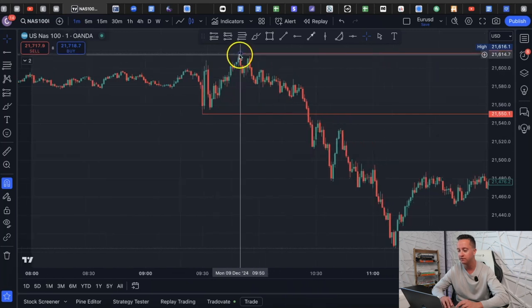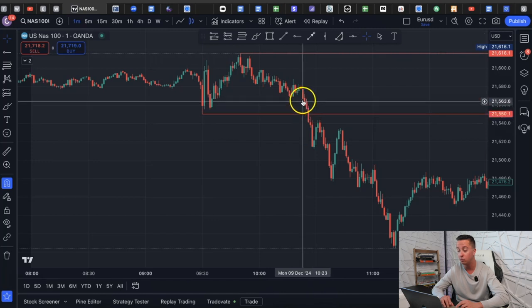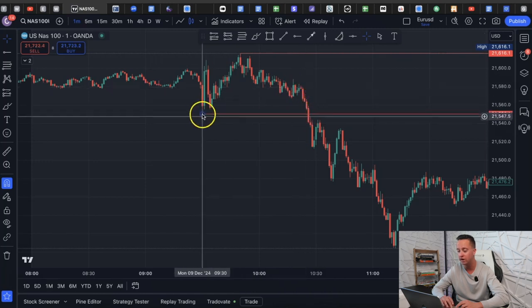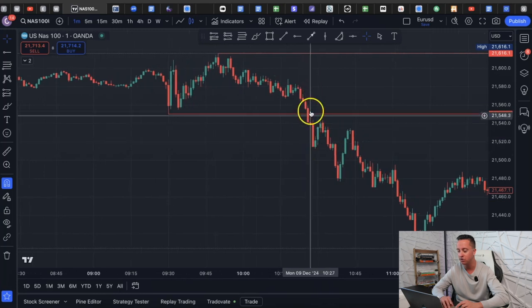So this high failed to be broken right here. It showed us that it didn't want to break. Now what we would have to do is wait for this low right here to be broken. So the way that you can identify a low or a high being broken is you want to look at the candle.